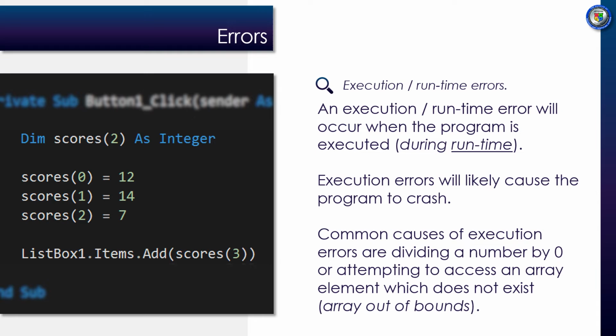Our second type of error is an execution or runtime error, and these occur when the program is executed during runtime. These types of errors are likely to cause the program to crash, and common causes of this are dividing a number by 0 or attempting to access an array element which does not exist. So it's out with the bounds of the array.